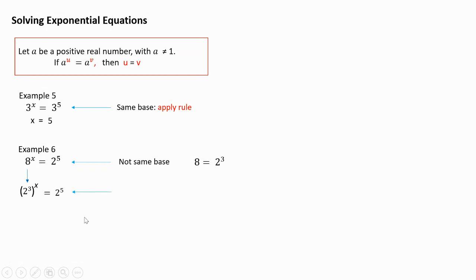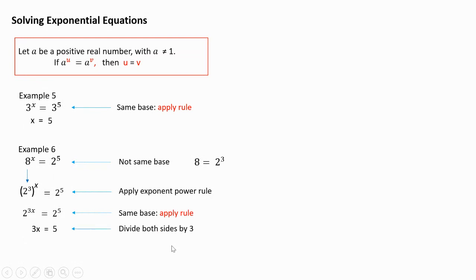And then you're going to apply the exponent power rule, which means when you have a base to a power raised to another power, you multiply the powers. Now we have the same base. So now we can apply the rule. And just solve. You divide both sides by 3. So x equals 5 over 3.